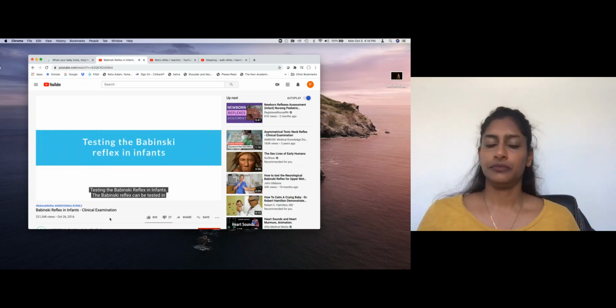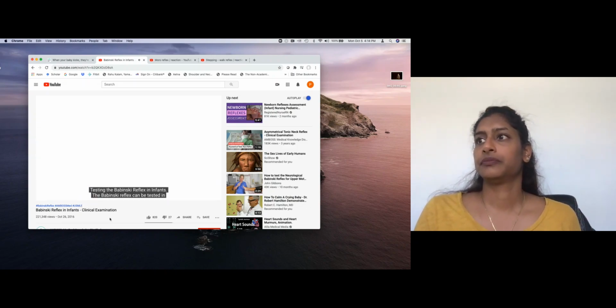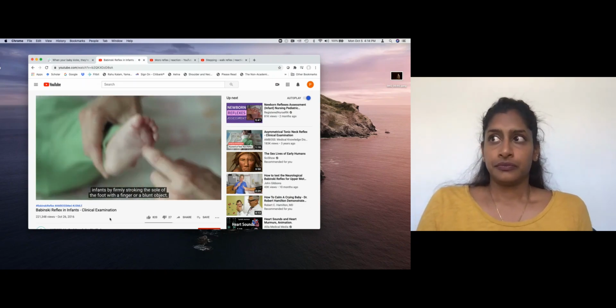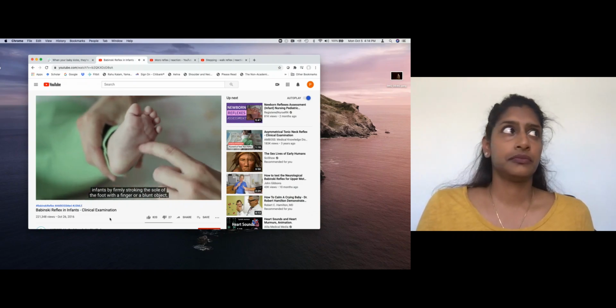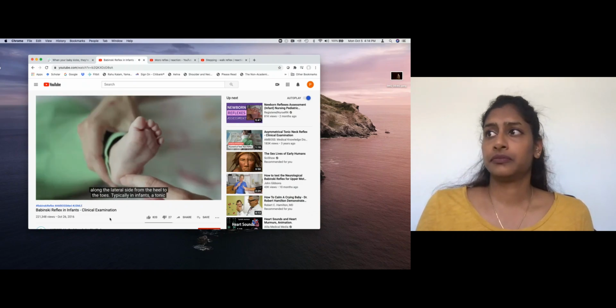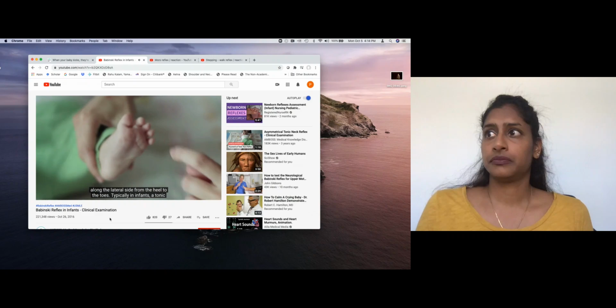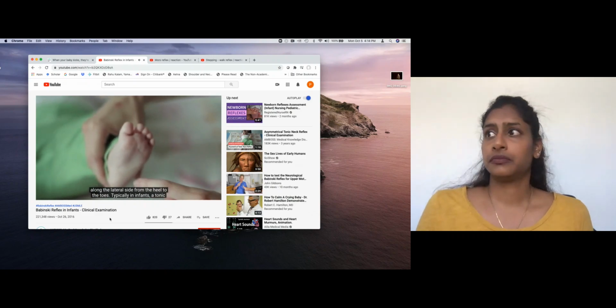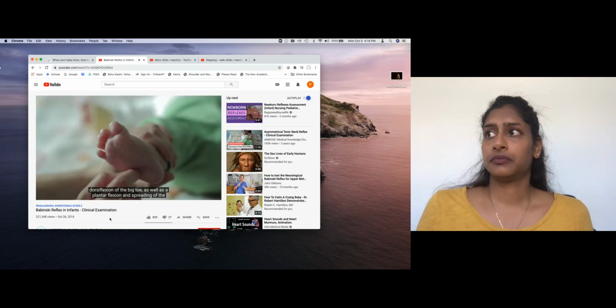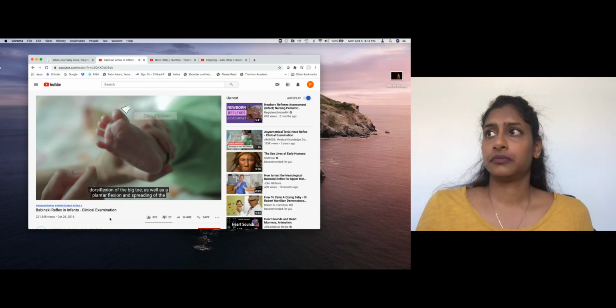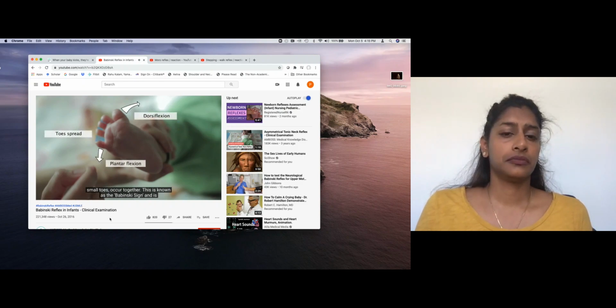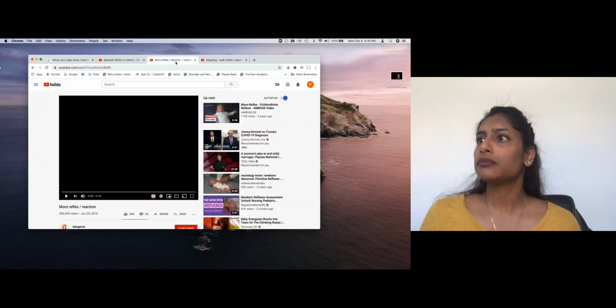Testing the Babinski reflex in infants. The Babinski reflex can be tested in infants by firmly stroking the sole of the foot with a finger or a blunt object along the lateral side from the heel to the toes. Typically in infants, a tonic dorsiflexion of the big toe as well as a plantar flexion and spreading of the small toes occur together. This is known as the Babinski sign.